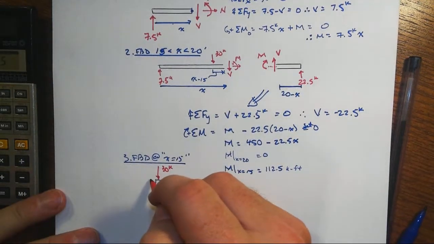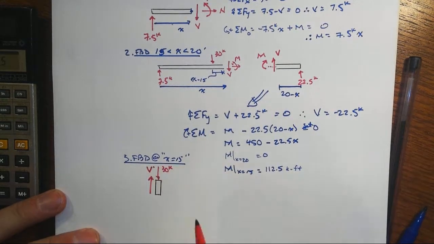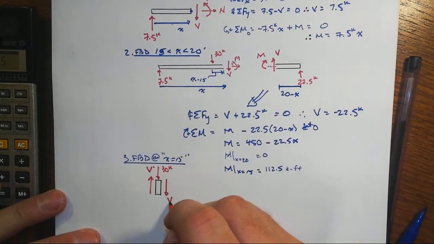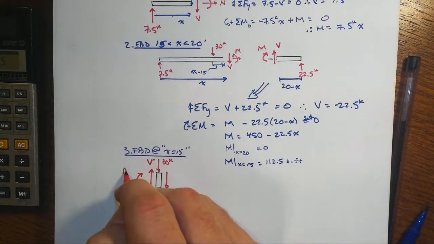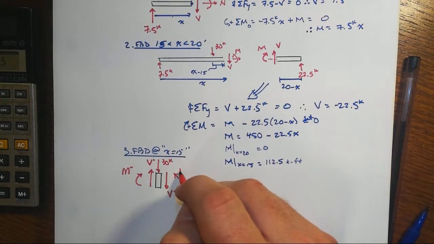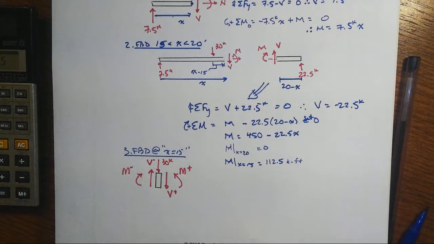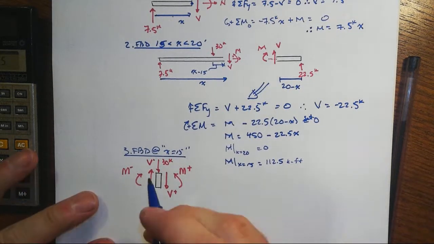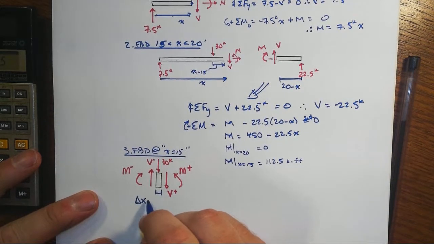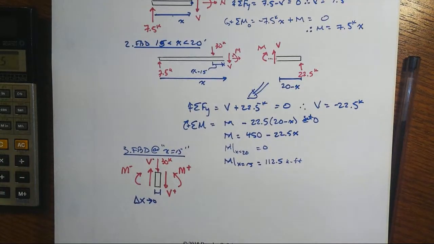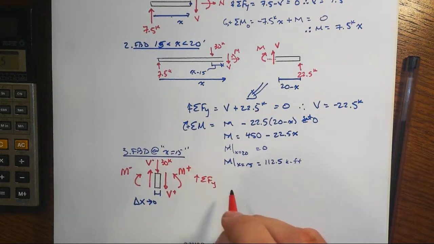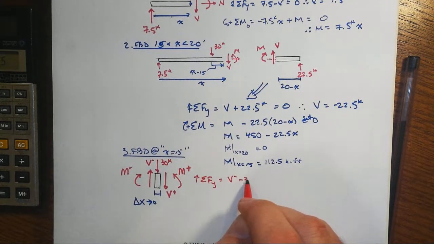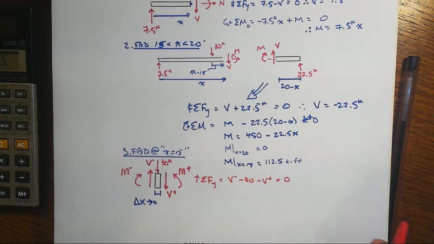And notice something here. The shear to the left of that point versus the shear just to the right of that point are shown like so. And then here's our bending moment to the left of that point, bending moment to the right of that point. Right? Now this little delta x that I've shown is going to 0. We're just immediately on either side of that. But we are definitely on either side. And when we sum forces in the y, let's take upwards positive. We'll have V to the left minus 30 minus V plus to the right equals 0.